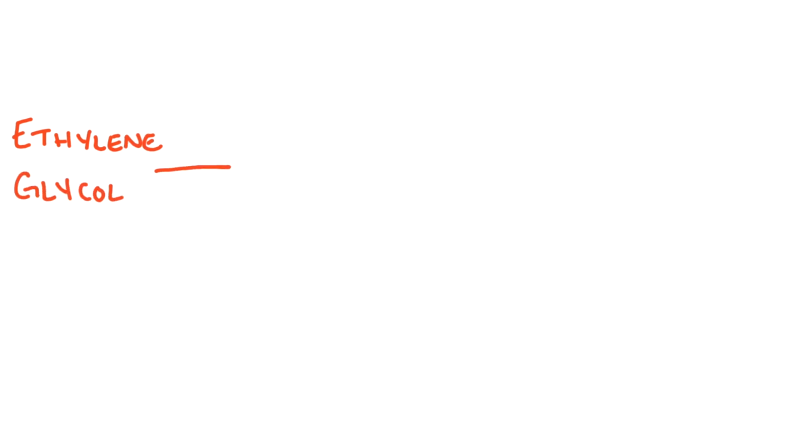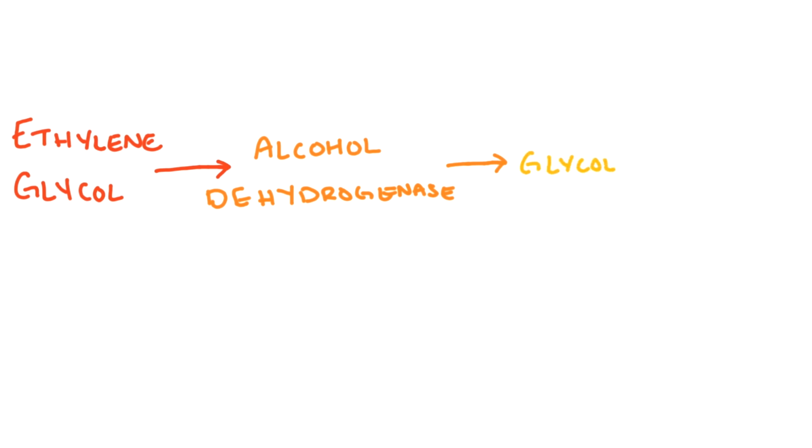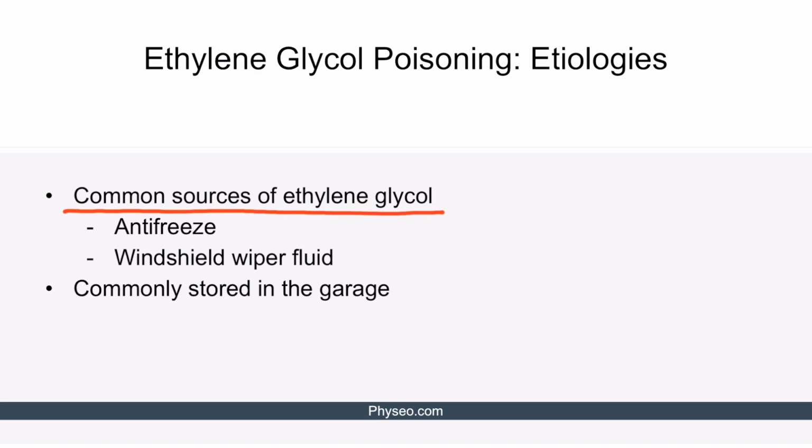Ethylene glycol is first metabolized by the enzyme alcohol dehydrogenase. After several steps, it is converted into the metabolites glycolate and oxalate. Again, these 2 metabolites are responsible for the toxic effects of ethylene glycol as well as the acidosis. 2 common sources of ethylene glycol include antifreeze and windshield wiper fluid. Because these 2 fluids are commonly stored in the garage, this poisoning may present as someone who was found in their garage unresponsive on the floor next to a bunch of open containers.